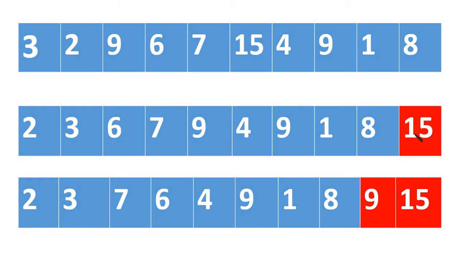So I have shown here 15. 15 will be at the end. This is for one iteration. You need to iterate like this till all numbers are sorted. In the second iteration again it will check for the second highest number. This time 9 will be here.